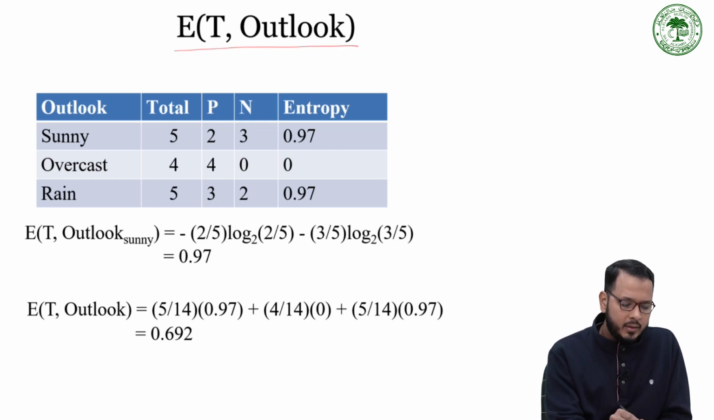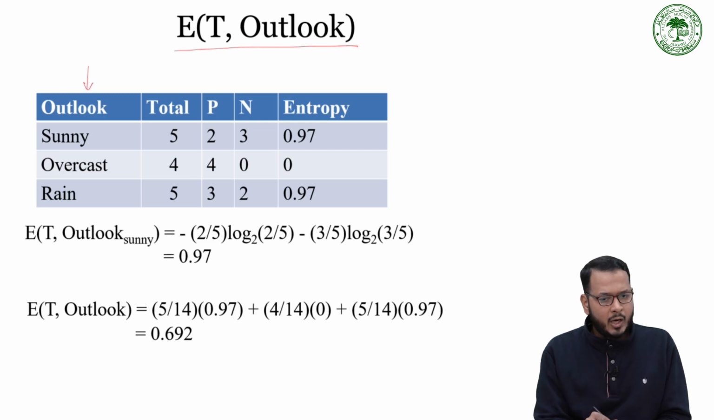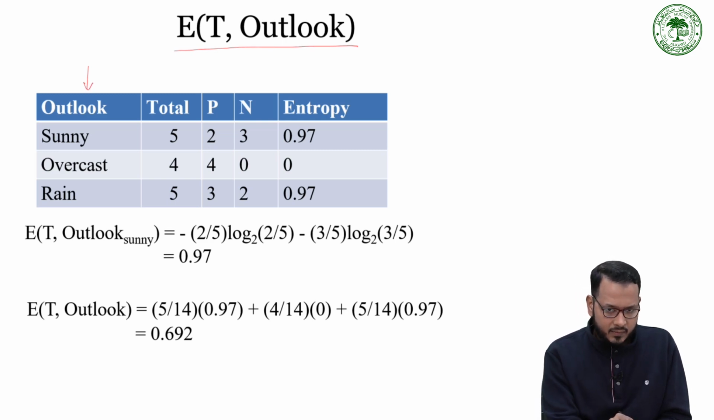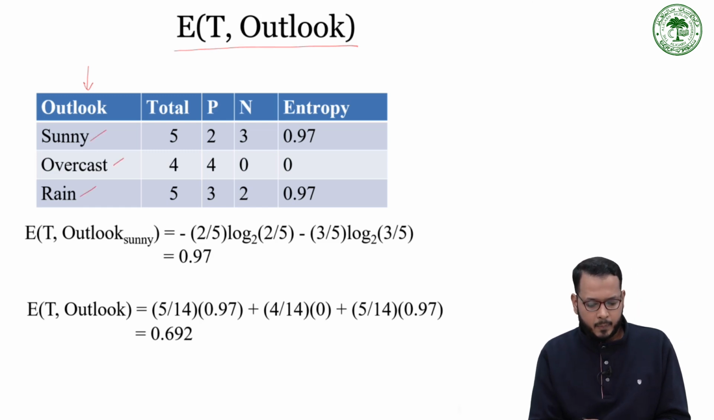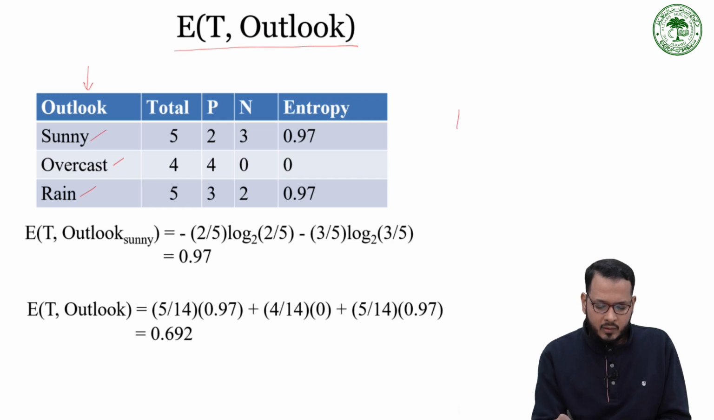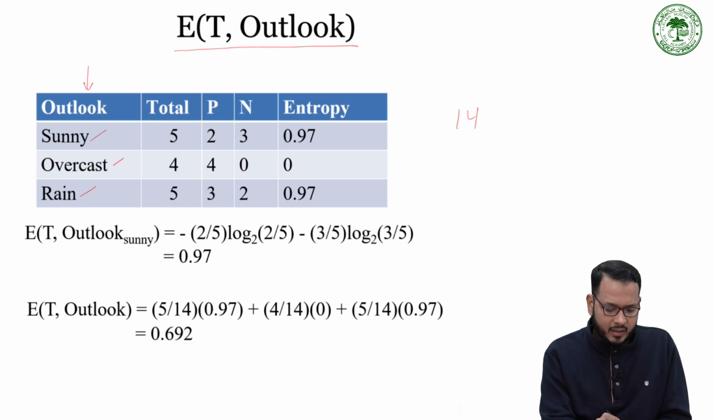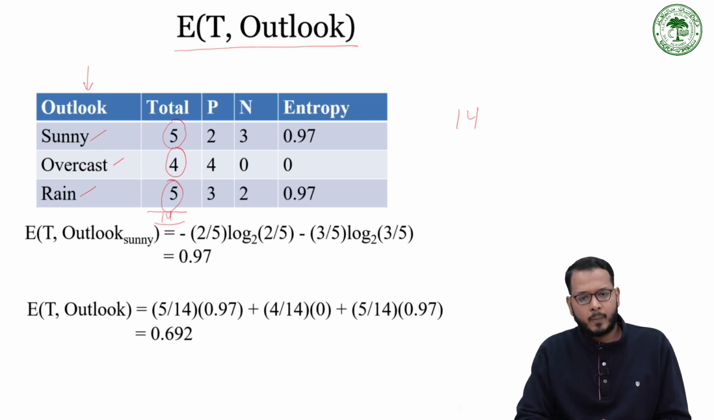For that, we will see how many possible values there are in Outlook. Outlook can take three values. Either it can be sunny, it can be overcast, or it can be rain. There are a total of 14 rows. Out of them, if we calculate, 5 belong to sunny, 4 belong to overcast, and 5 belong to rain. So a total of 14 rows.